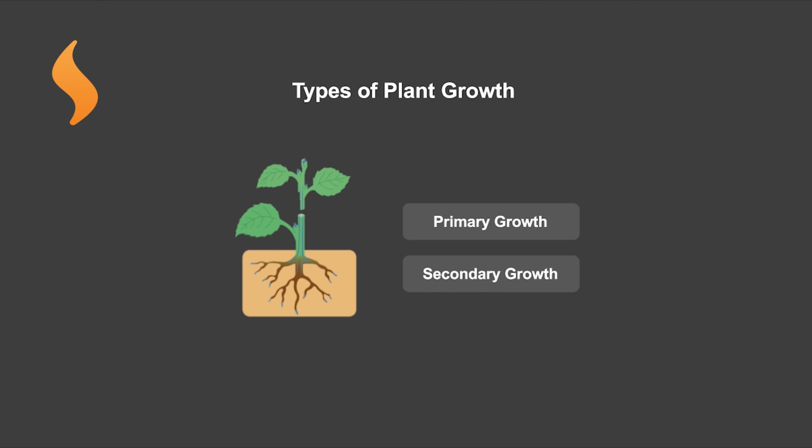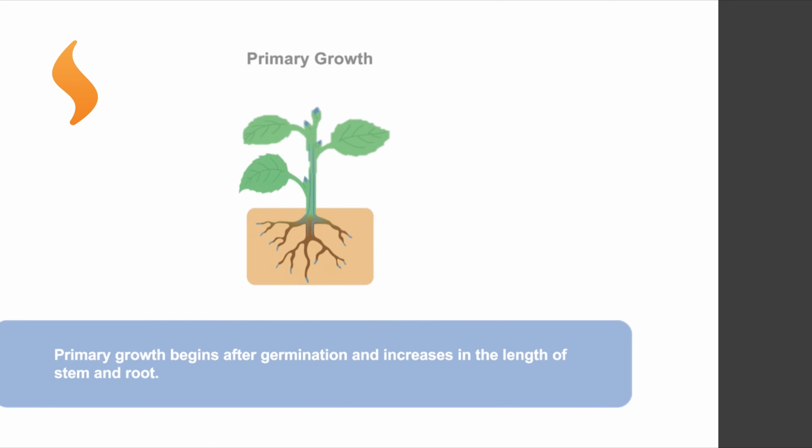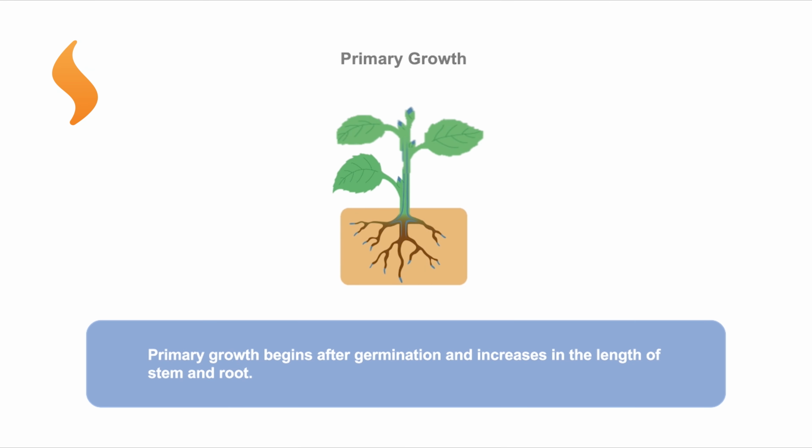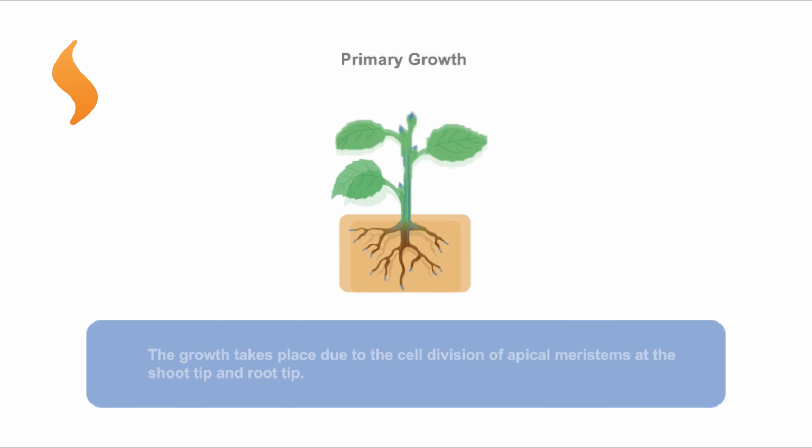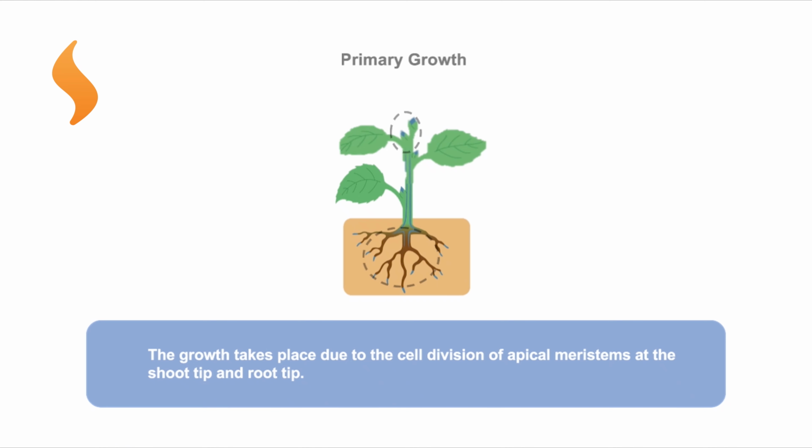Now we will look at the types of growth that occur in plants. They are primary growth and secondary growth. The first type of plant growth is primary growth. Primary growth begins after germination and increases the length of the stem and root. This growth takes place in the apical meristems at the shoot tips.